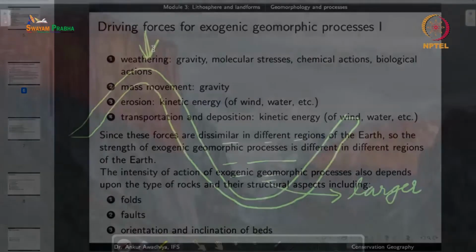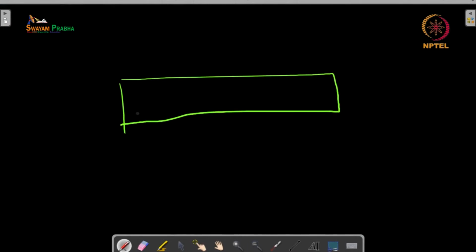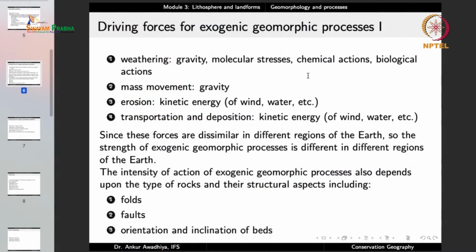Similarly, faults. If you have a rock and this rock already has a breakage somewhere, suppose there is a break here. Now in that case, water will be able to seep into this region, and the weathering in this region will be greater as compared to, say, weathering in this region or weathering in this region. So the existing faults can also change the intensity of action of the exogenic agents.